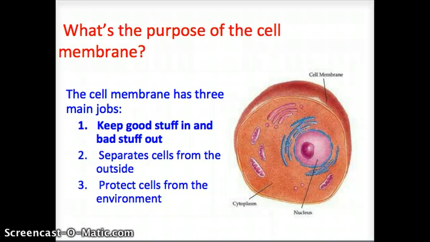Alright, what's the purpose of the cell membrane? The cell membrane has 3 main jobs. Number 1, it keeps good stuff in and bad stuff out. 2, it separates the cell from the outside. So it makes an inside and it makes an outside. It separates the cell from everything else. And then it protects the cell from the environment.